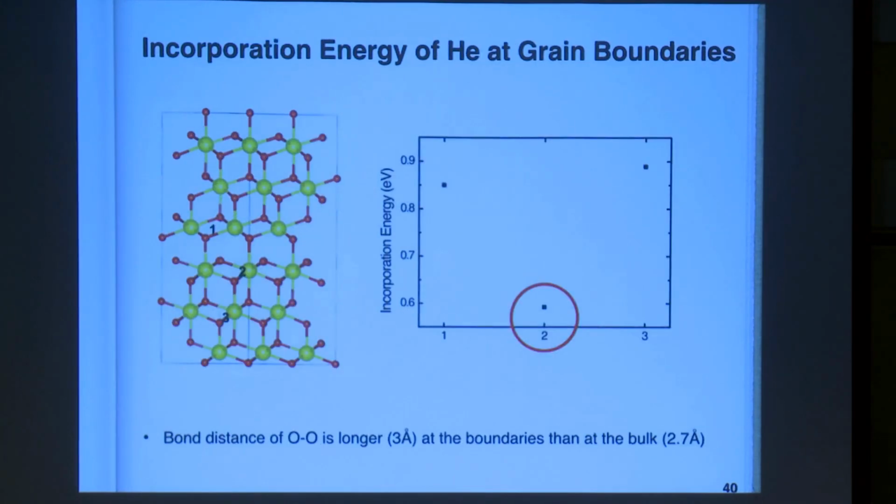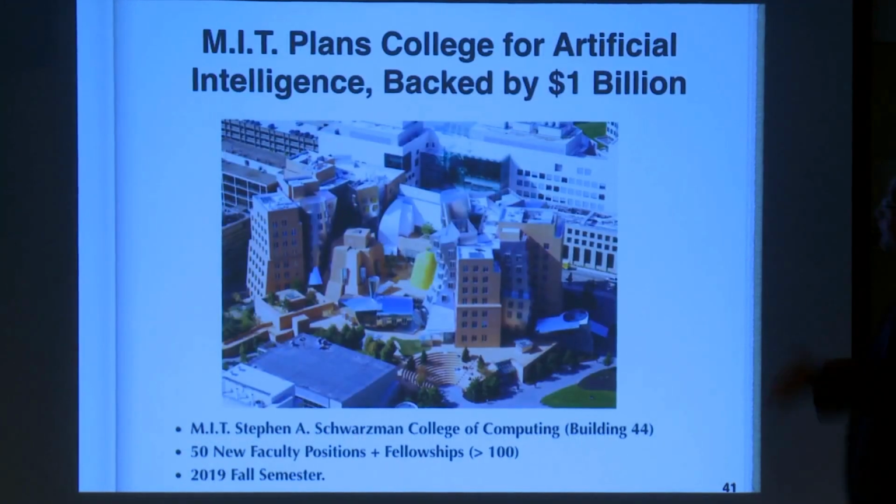And the incorporation energy here, depending on the location of the atoms, we found that the helium incorporation energy can be significantly decreased, which means it becomes thermodynamically very feasible to stay. At the number two positions, helium may stay very well. This is actually the interface of the two bulk phases. Yeah. This is the end of my story.